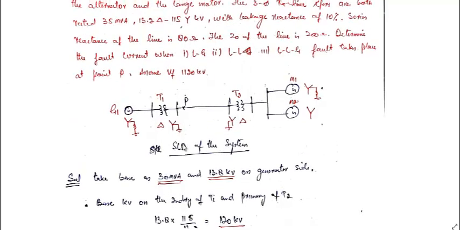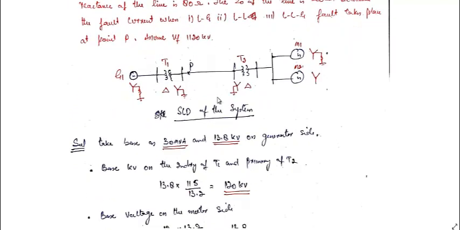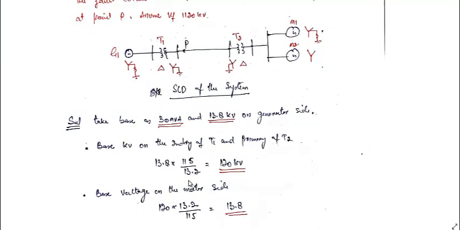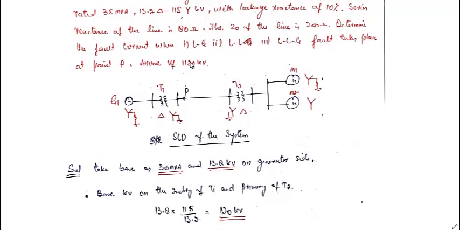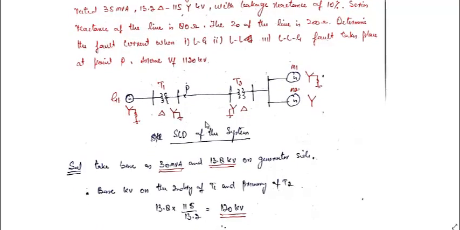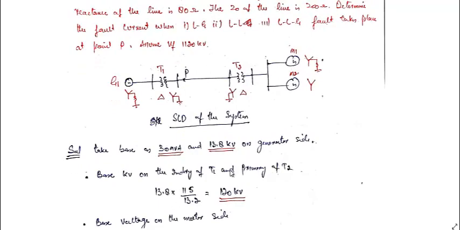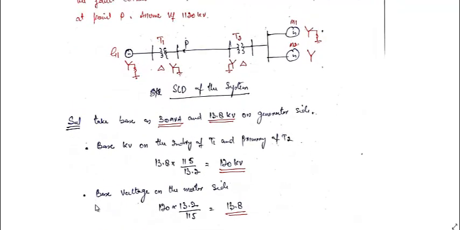Transformer ratio is, you can see, 115 by 13.2, so the voltage comes out to be 120 kilovolt. It is fortunately equal to the pre-fault voltage. We can take this pre-fault voltage to be 1 per unit in case of the fault. Base voltage on the motor side will be 120 multiplied by 13.2 divided by 115, which is 13.8. Here also we have a base kV of 13.2.